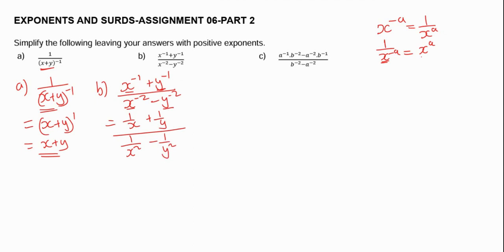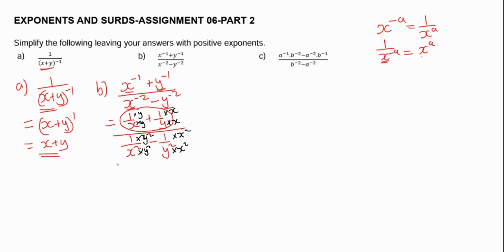The numerator, this one, the LCD is xy. So what we do, we multiply this one by y, then multiply this one by y. Multiply this one by x, multiply this one by x. Same thing here, LCD is x squared, y squared. So we're going to multiply this one by y squared, multiply this one by y squared. Multiply this one by x squared, multiply this one by x squared.